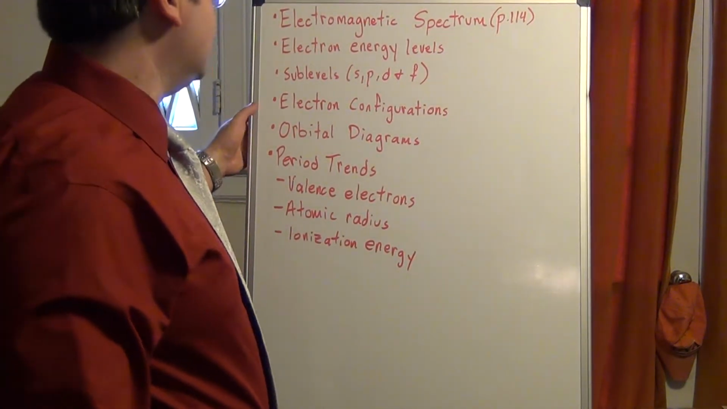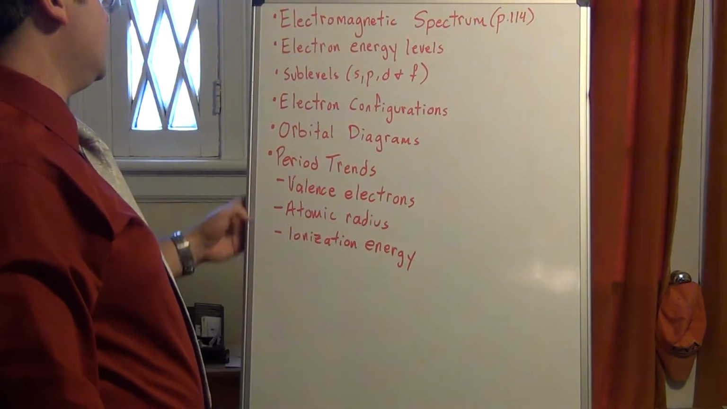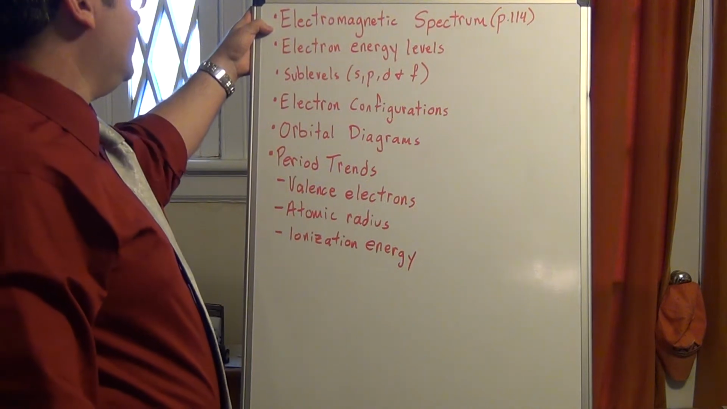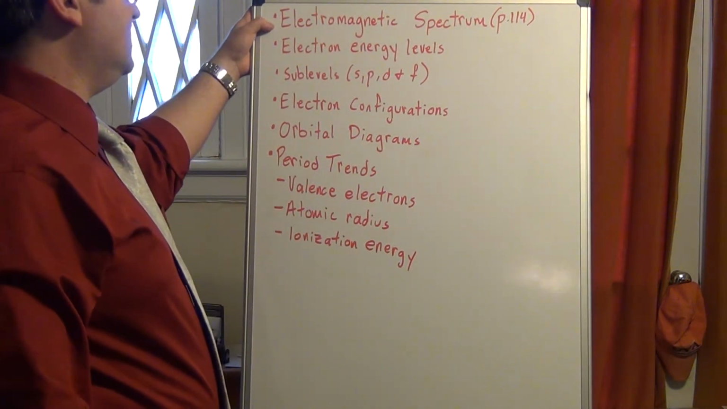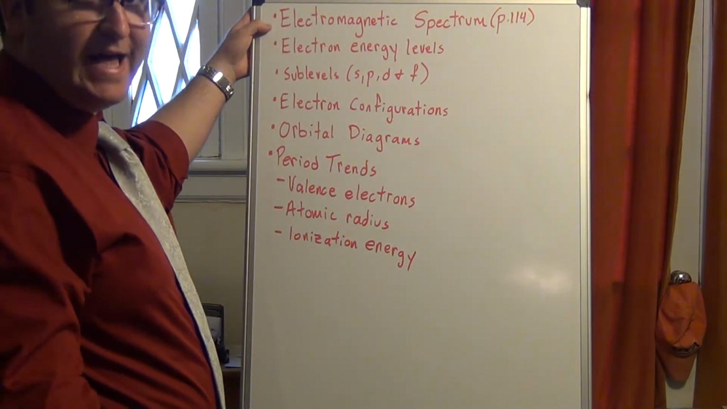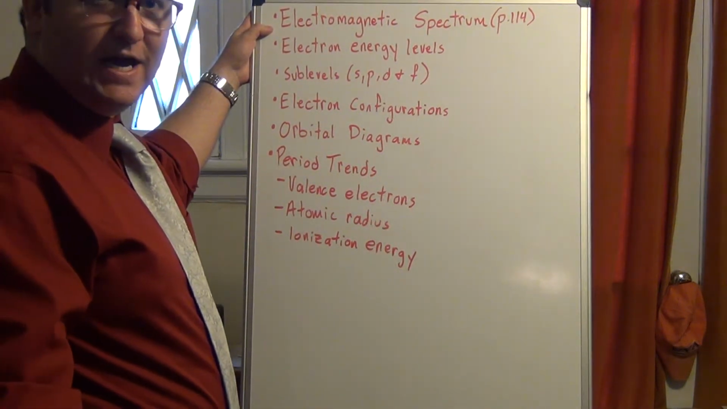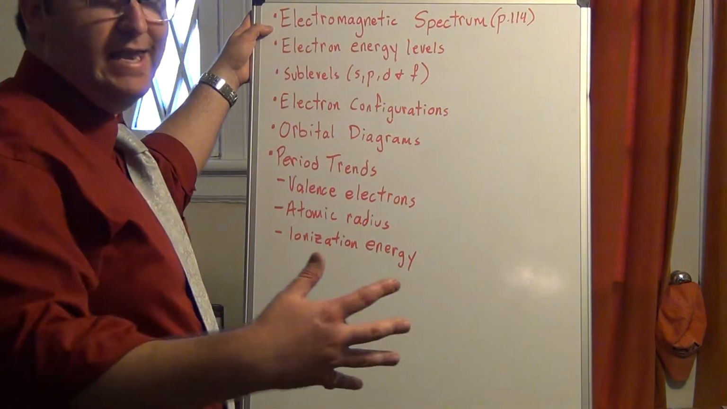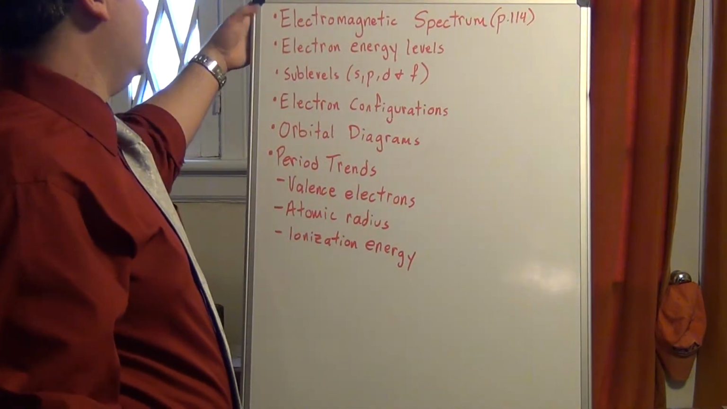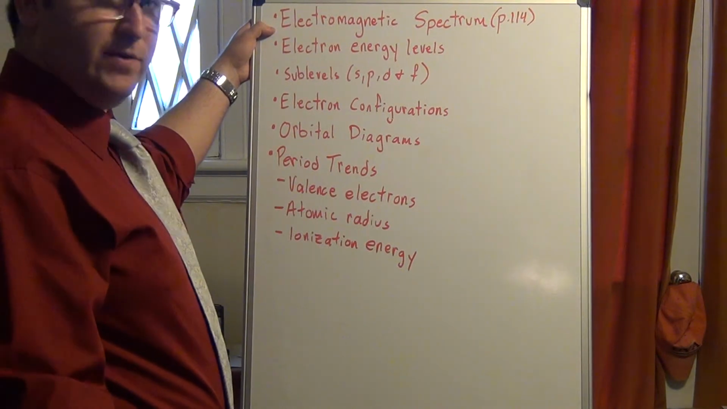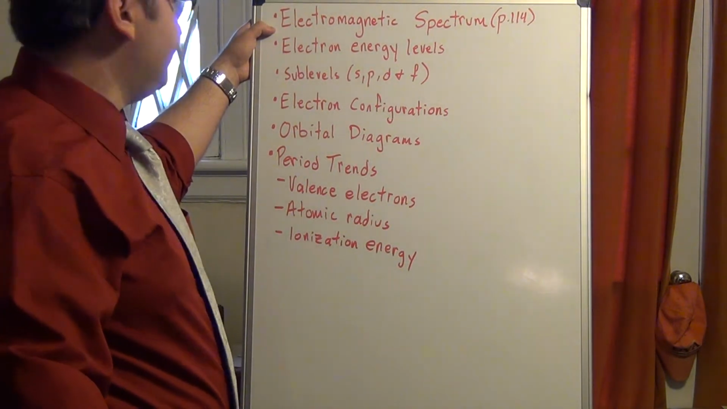Okay, welcome back. Rounding out Chapter 3, I do want you to know the electromagnetic spectrum, know the differences of low and high energy, which has the highest energy in the spectrum, which has the lowest energy, the highest wavelength, and the lowest wavelength. Also within the electromagnetic spectrum is your visible, your ultraviolet, area.